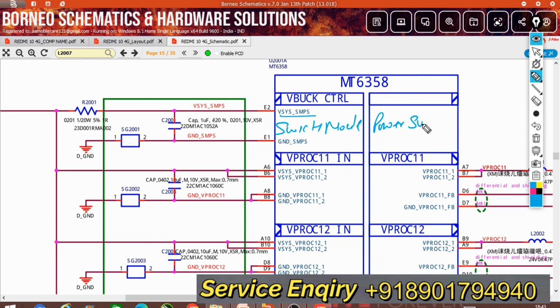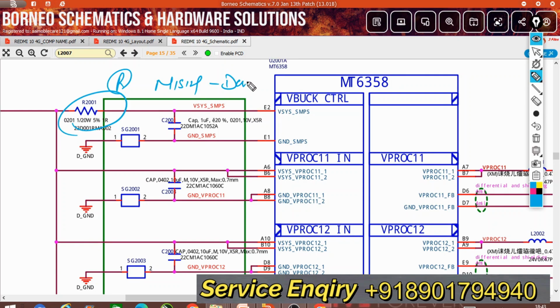Power supply, right? For enable the PMU. This resistance is in series, so if this resistance is open, missing, or damaged, or if this line is missing or damaged, your PMU does not work, right? So your phone is in a dead condition. So check this resistance in the schematics. Then your SMPS section is enabled, so your PMU is activated.